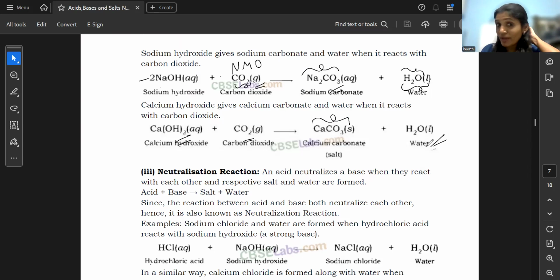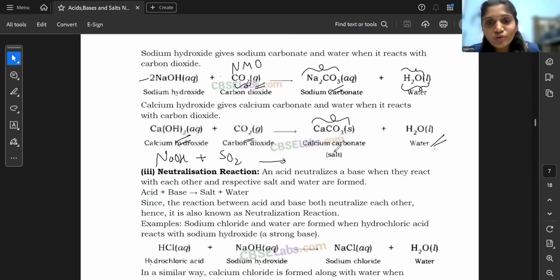So whenever your bases react with your non-metal oxides, if it is carbon dioxide, you get your carbonate. Now if it is sulfur dioxide, which also is a non-metal oxide, then what do you get here? You get Na2SO3 plus H2O.